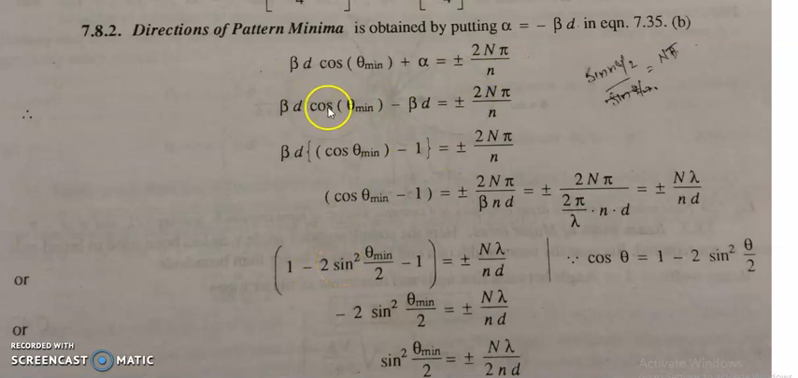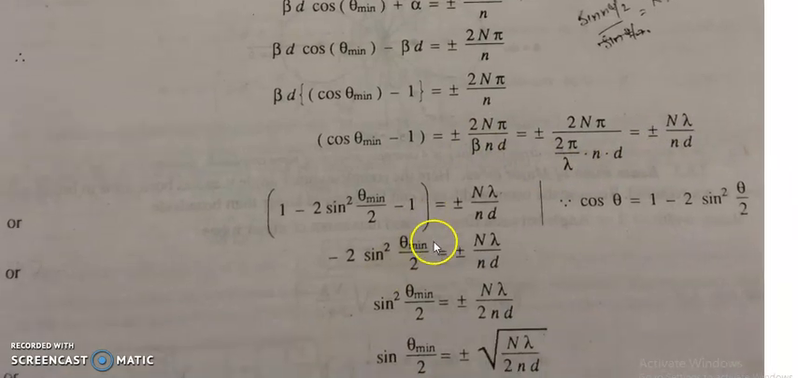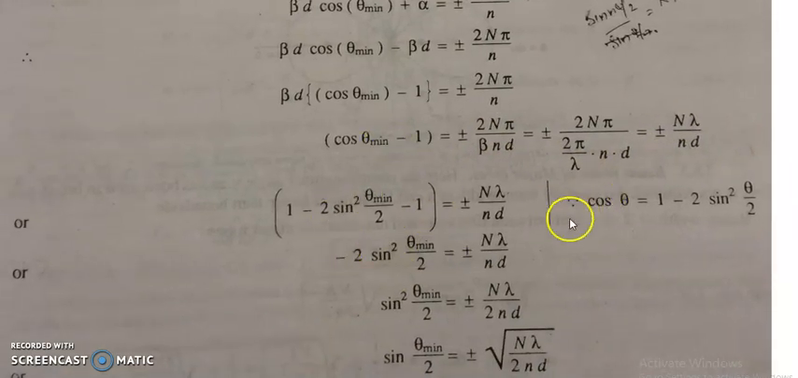Now beta d cos theta, we take beta d out and we get cos theta minus 1 is equal to plus or minus 2n pi divided by beta nd, and on this, substituting the value of beta, that is 2 pi by lambda into nd, you get this value. Understood?